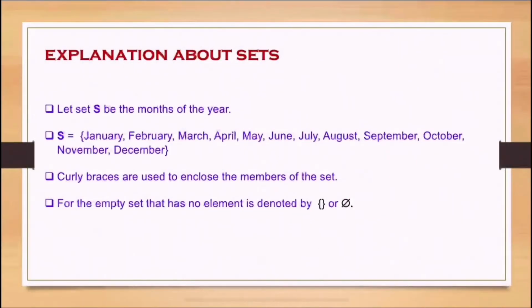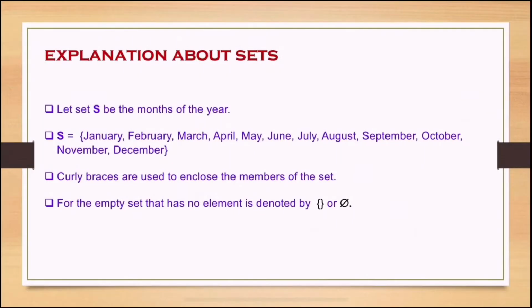Explanation about sets. Let set S be the months of the year. So S is January, February, March, April, May, June, July, August, September, October, November, and December. Curly braces are used to enclose the members of the set. The empty set, which has no element, is denoted by this symbol or this symbol.